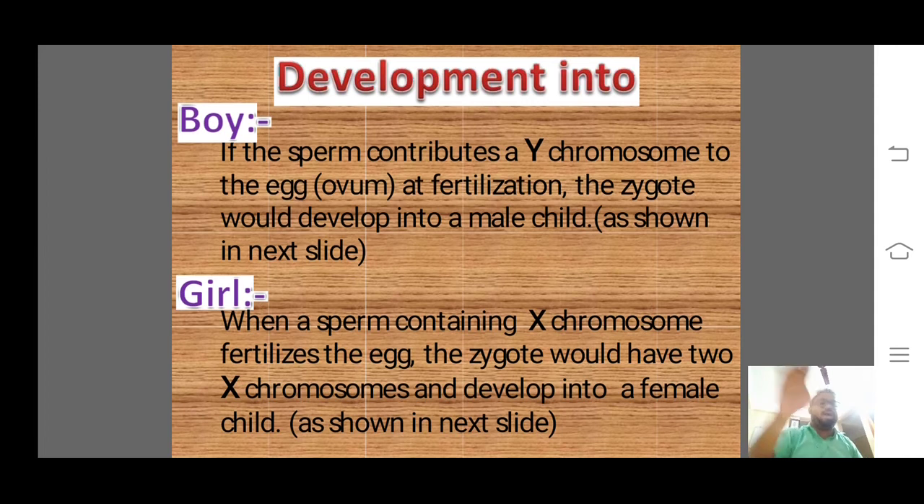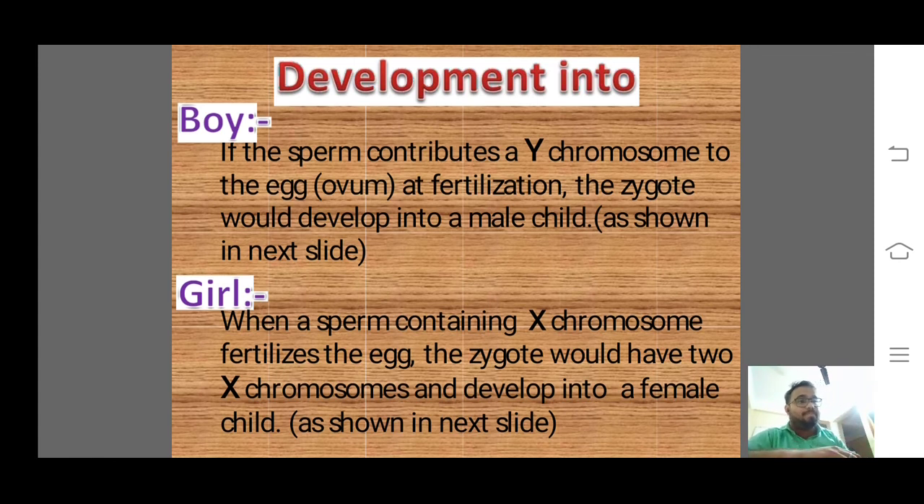So, when will a boy happen? If the sperm contributes a Y chromosome to the ovum, which is already X, then a male child is born, a boy. Which means if the sperm contributes a Y chromosome to the X, it will become XY. X from the mother, Y from the father, male child.